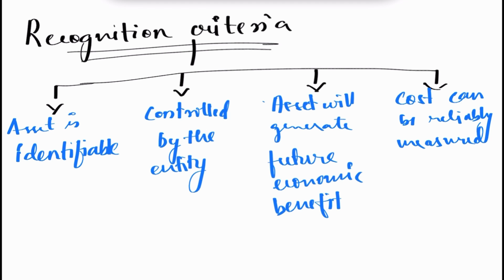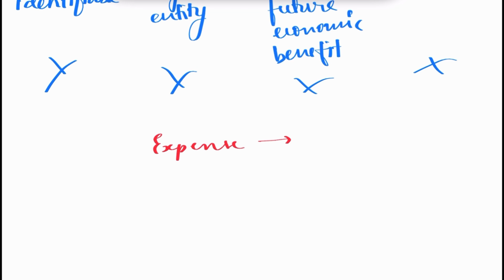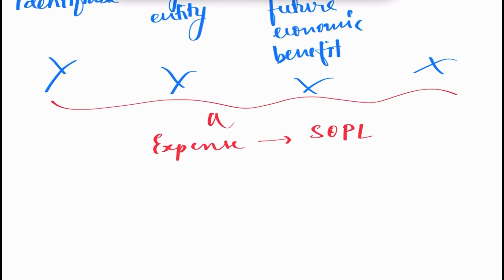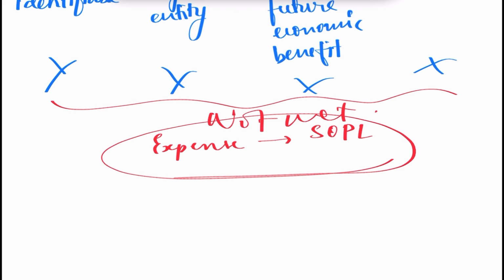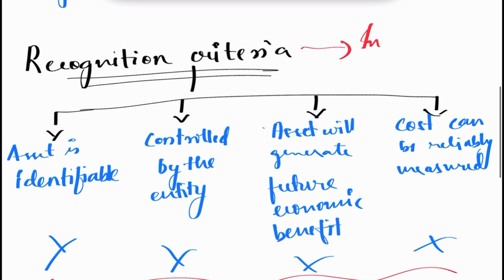Otherwise, if this criteria is not met, what you should do? You should recognize as an expense and it should be charged to statement of profit and loss. Okay, if these criteria are not met, this has to be done. It should be recognized as an expense under SOPL. Okay, and if it is met, then classify it as an intangible asset.